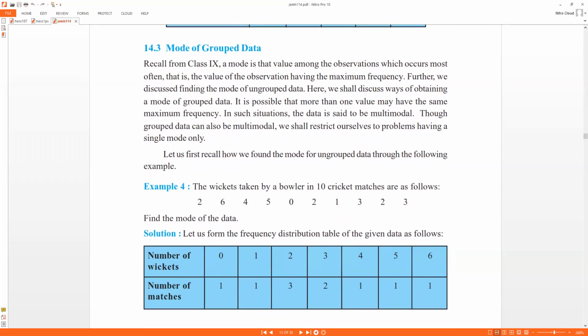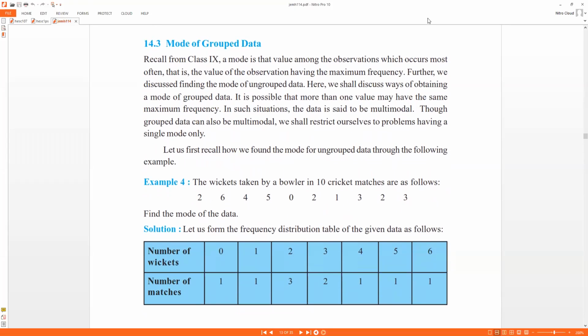Now let us go ahead with mode. So last time I told you that mean, mode and median are called the three central tendencies of the data. They give us an idea of how the data is distributed, if it is concentrated on one end, or on the other, or in the middle. So what is mode? Mode is the observation or the data point which occurs the maximum number of times. Okay, that is the mode.